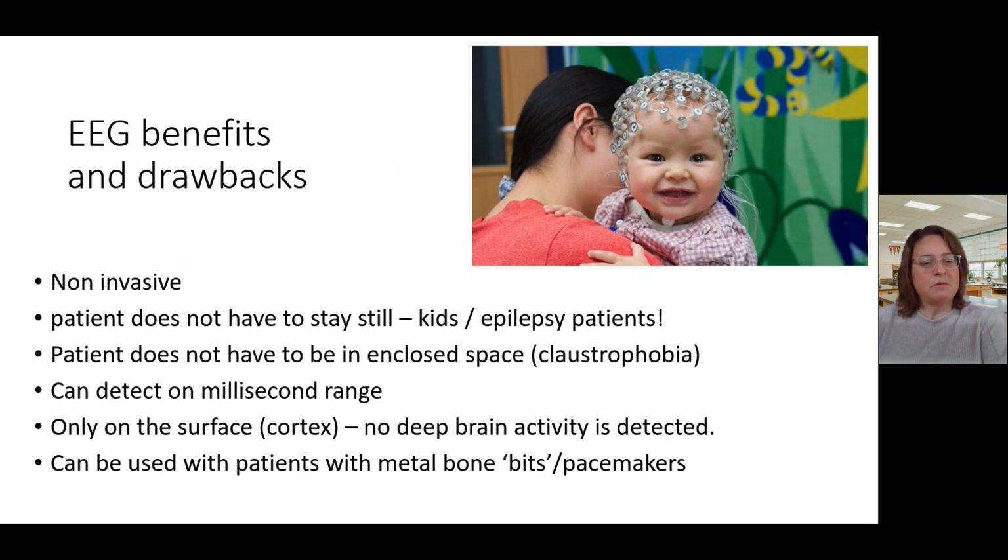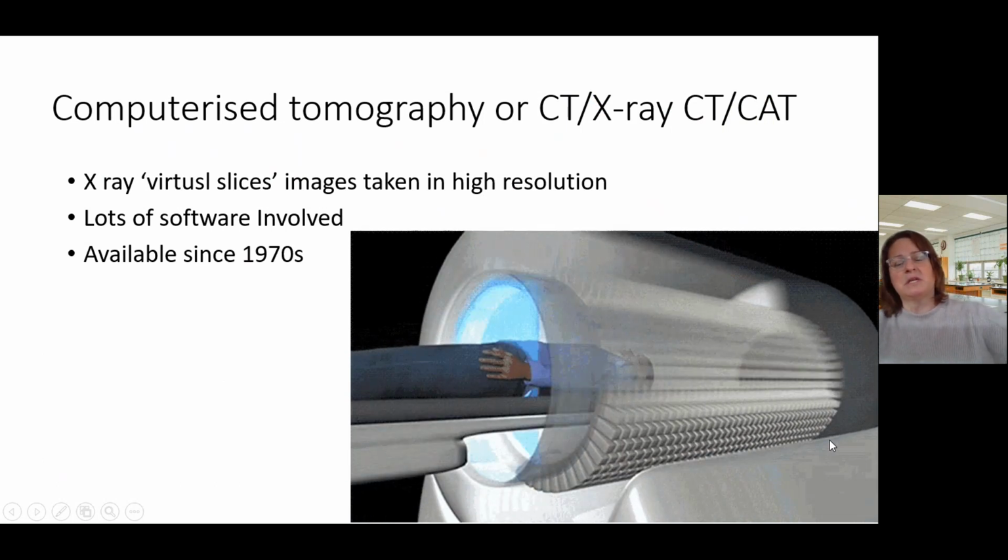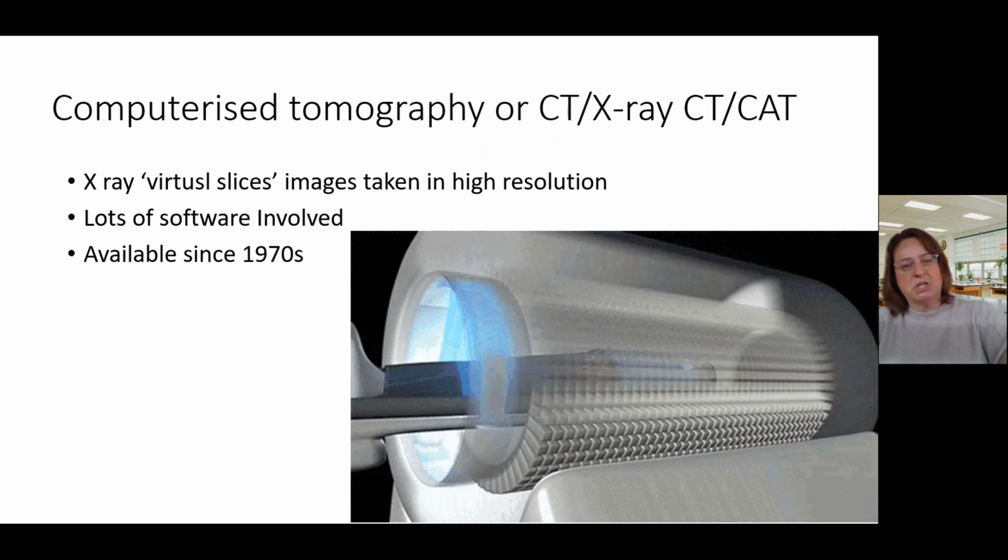It can detect in a very, very short time range. So you can watch behaviors, let's say a fit, and at the same time the electric waves. But the drawback is you can only see what's happening on the surface of the brain, so the grey matter of the surface. Yeah, that is the benefits and drawbacks. Next one, that one already gets you into a machine.